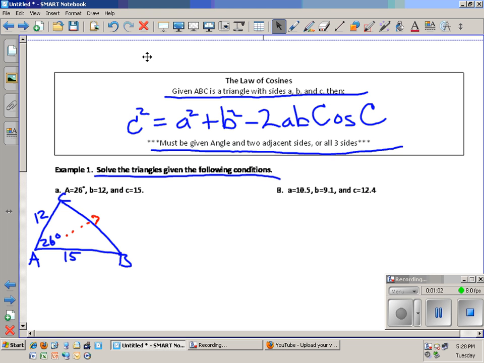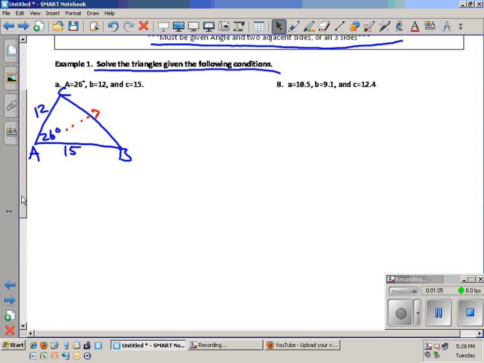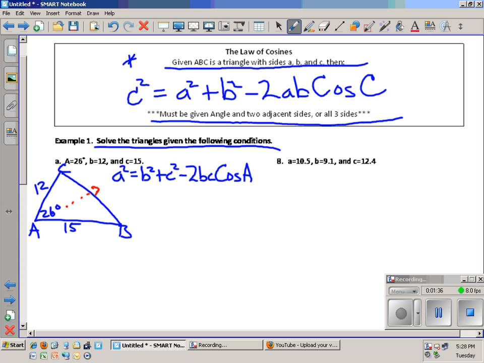So I go back to my problem. In order to use the law of sines, I have to have an opposite side. So I want to solve for side A. This is side A over here. I need that opposite side, so I'm going to find it. And I use this formula: A squared equals B squared plus C squared minus 2BC cosine of A. Now, notice I use A squared as opposed to C squared up here. Up here I use C squared.